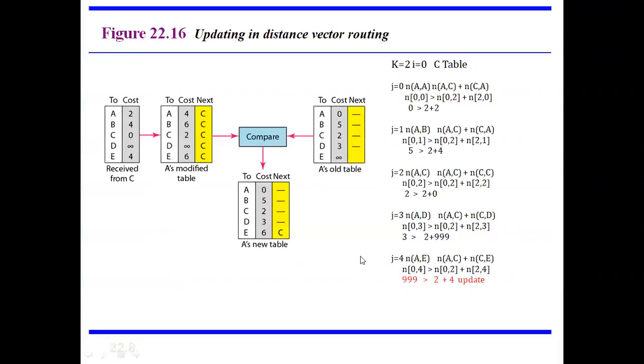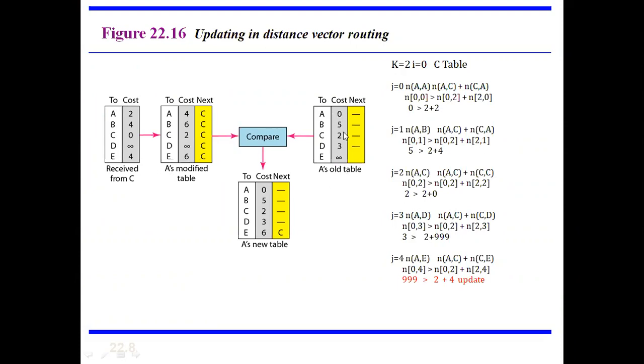So we'll see one example. Say A node receives the C table. Okay. So in distance vector routing, each node will share their routing tables. So when the neighboring node C shares the table with the A node, then what happens?